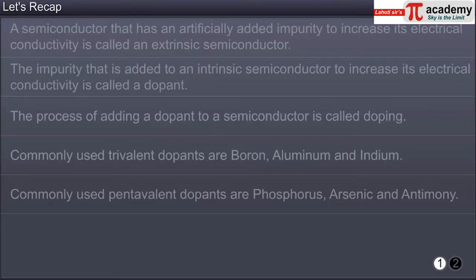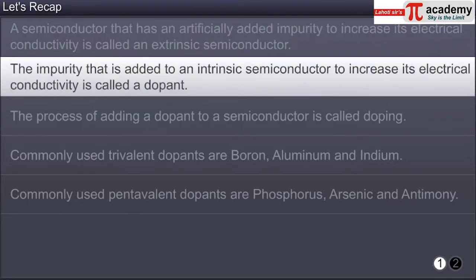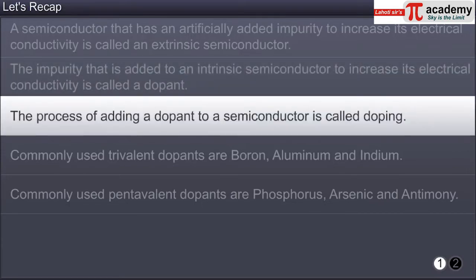You have now reached the end of this module. In this module, you learned that a semiconductor that has an artificially added impurity to increase its electrical conductivity is called an extrinsic semiconductor. The impurity that is added to an intrinsic semiconductor to increase its electrical conductivity is called a dopant. The process of adding a dopant to a semiconductor is called doping.